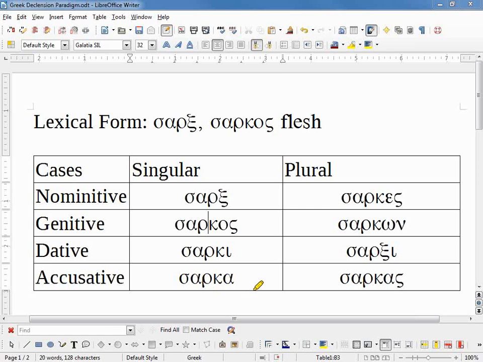And then again, with accusatives, with the alpha and the alpha sigma, these actually look like the accusatives in the first declension, don't they? And so we've got to pay attention to that and realize that the third declension isn't as it seems. It has similarities to the other declensions, unfortunately. Okay, so just keep that in mind.